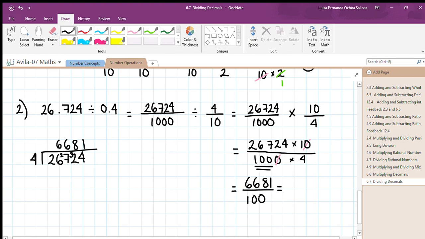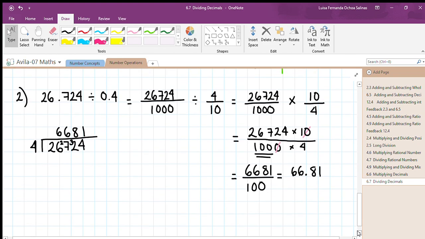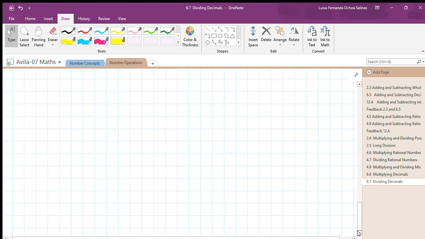So how do we write this as a decimal? We just have to think that this is in the hundredths. Therefore, my number has to finish in the hundredths. So it has to be 66.81 or 66 and 81 hundredths. Agree? Good. Let's do the last example here. I want a clean page to do the last example. Okay, my last example is this one.